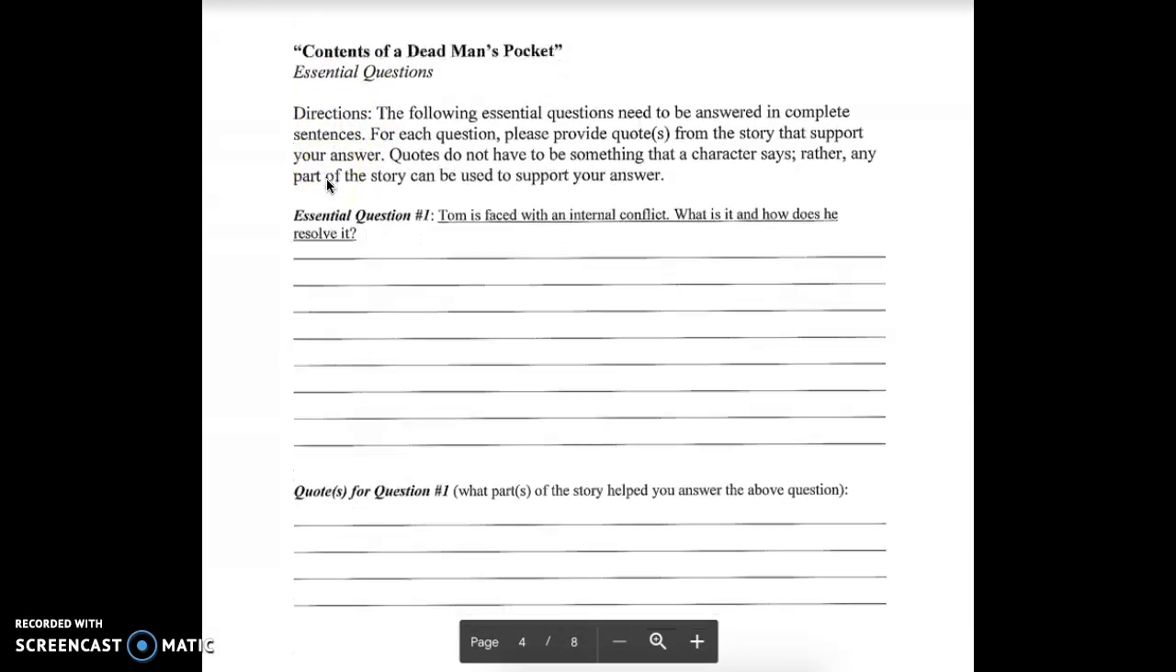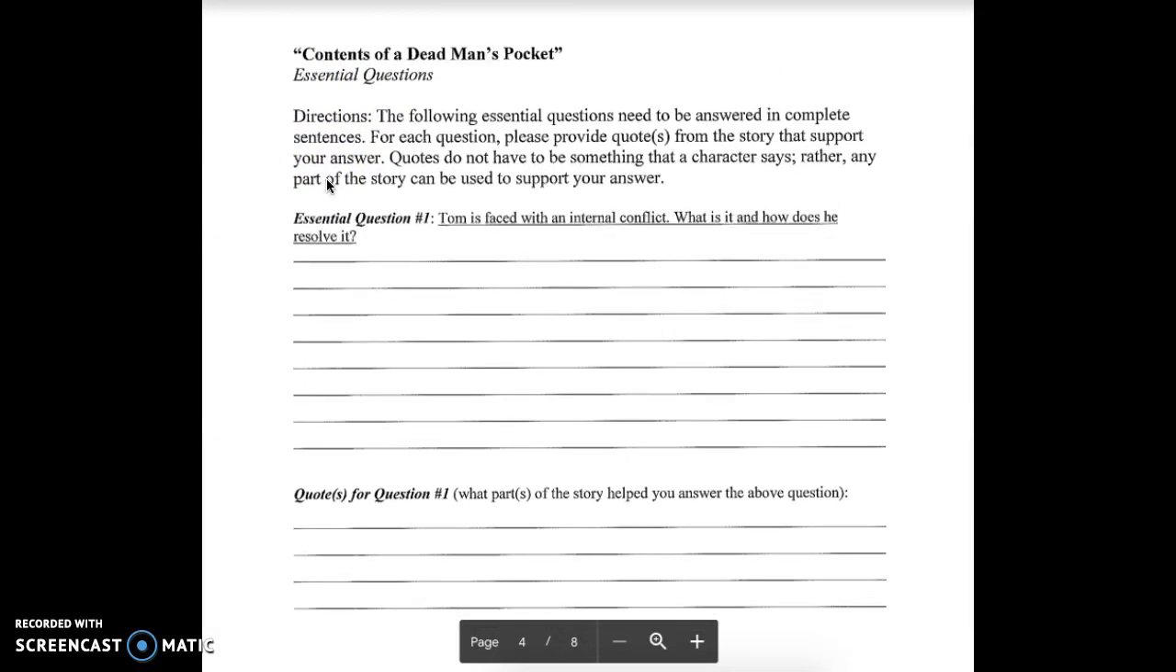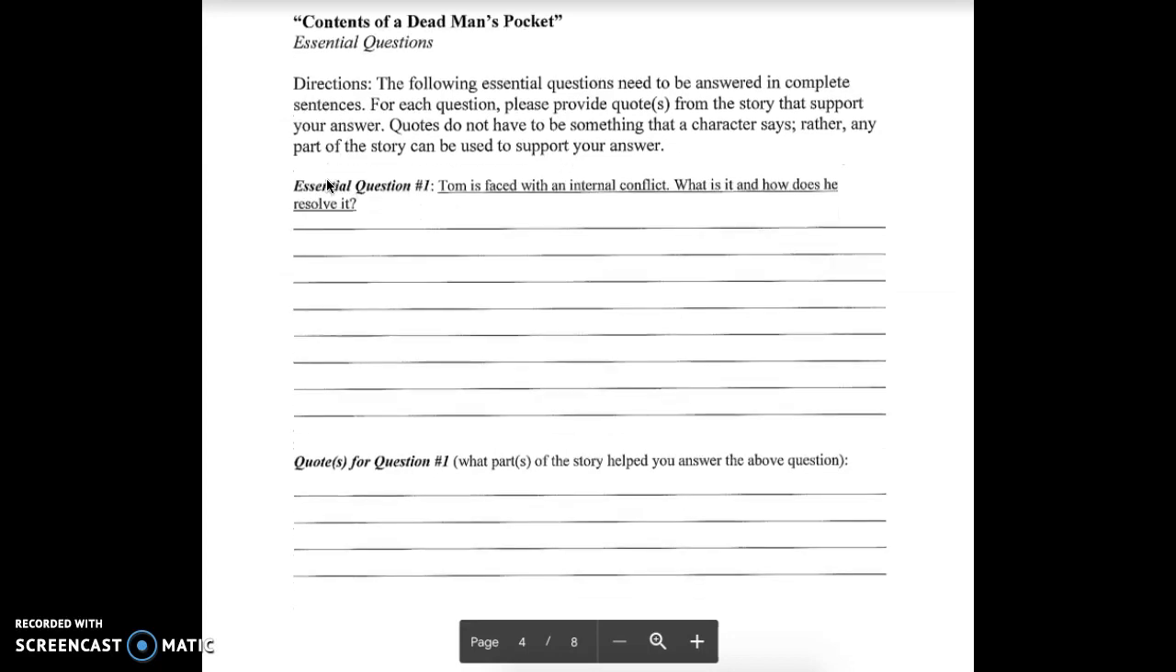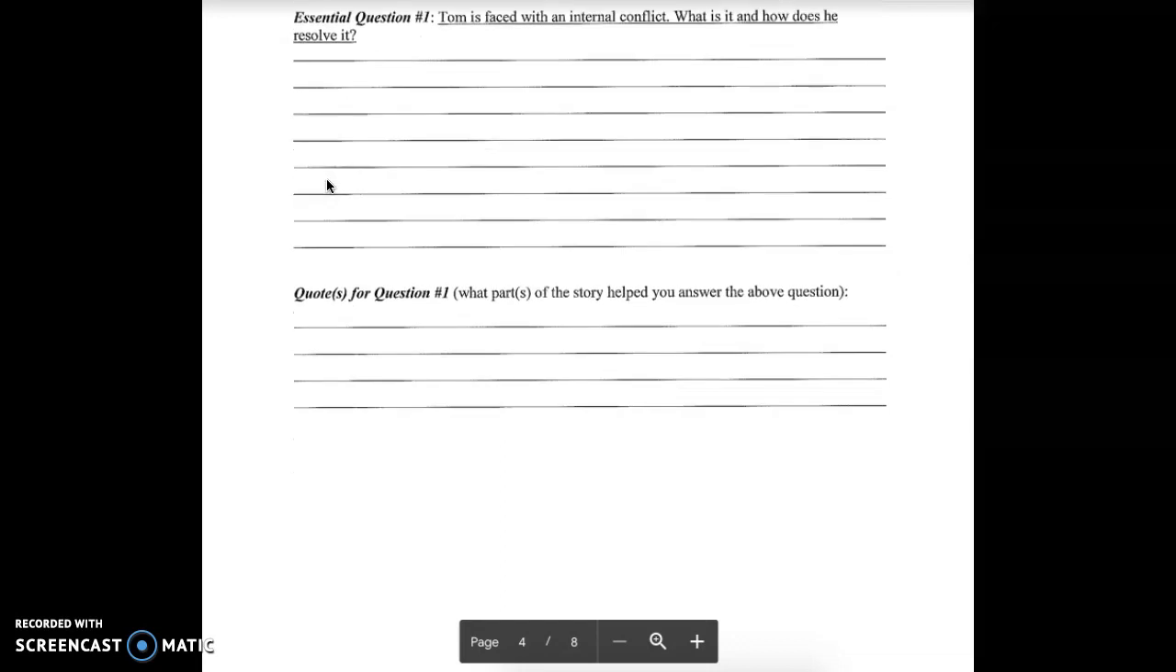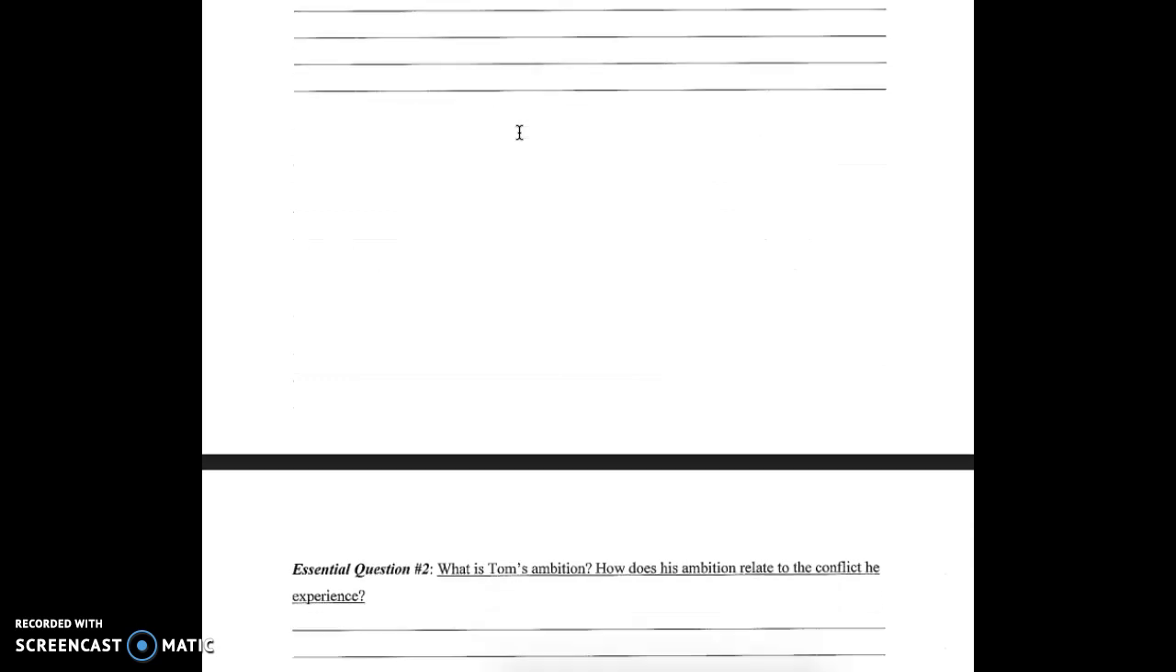Essential question number 1 is, Tom is faced with an internal conflict. What is it, and how does he resolve it? You will answer the question, and you will also answer part 2, which deals with finding quotes from the story that helped you answer the question above. You should find answers from the story, find a paragraph or a quote or something that happened, a plot event, that helps you answer that first question.